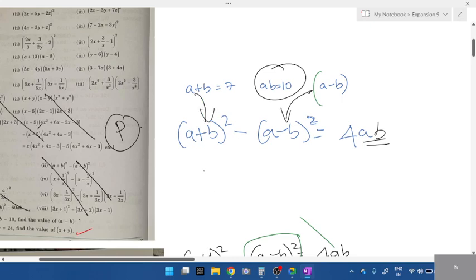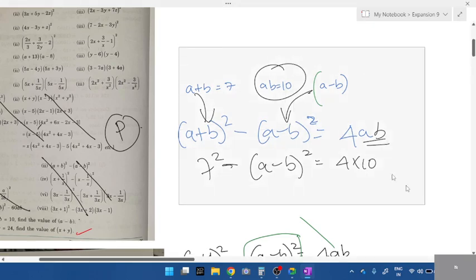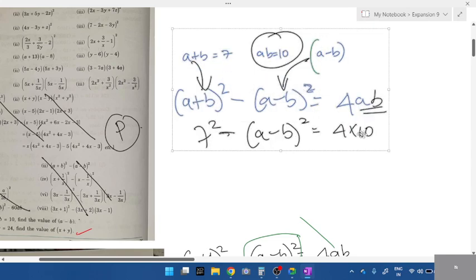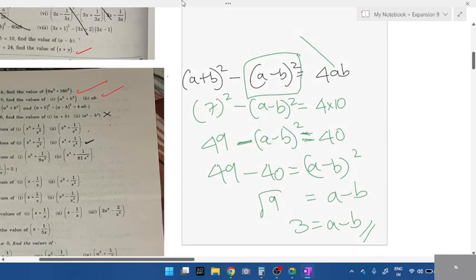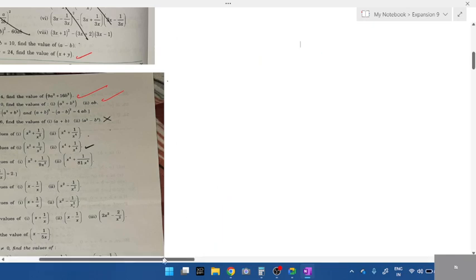And next, 49. Okay, other things you know, right? Like this 49. Substitute all this. Okay, tell me the next one. Next question.